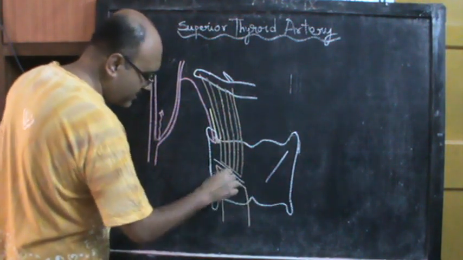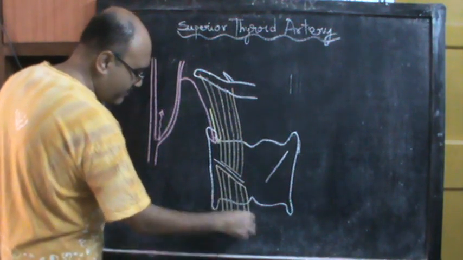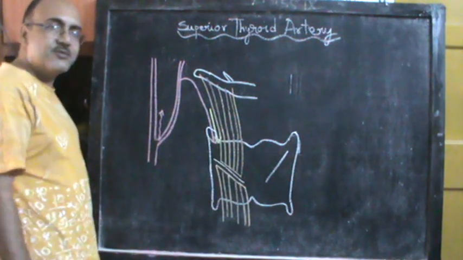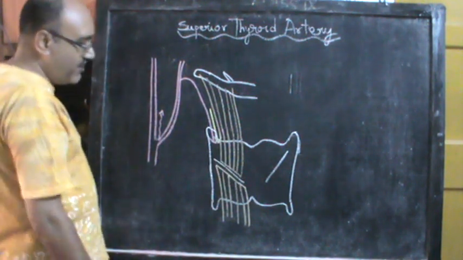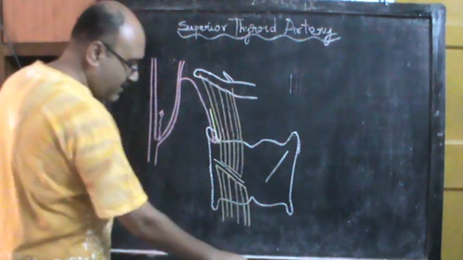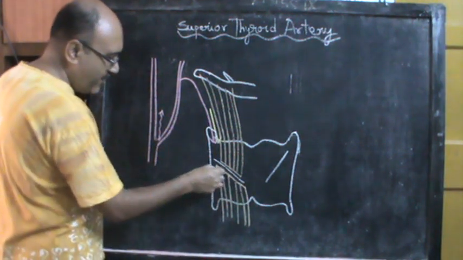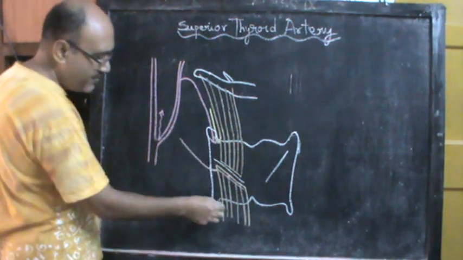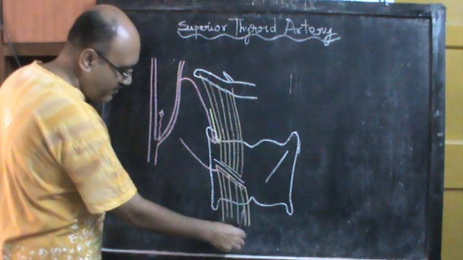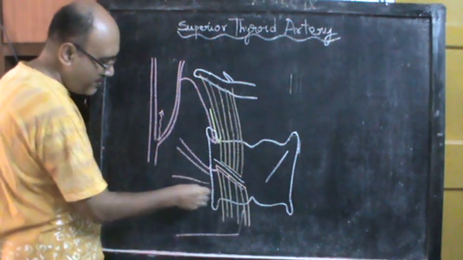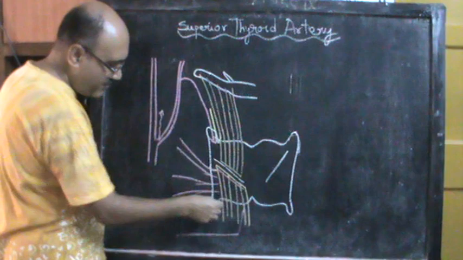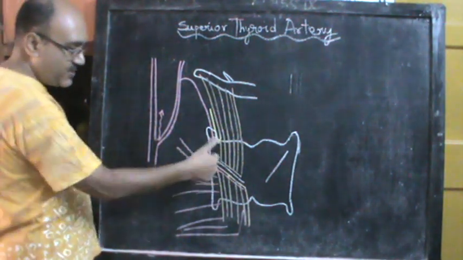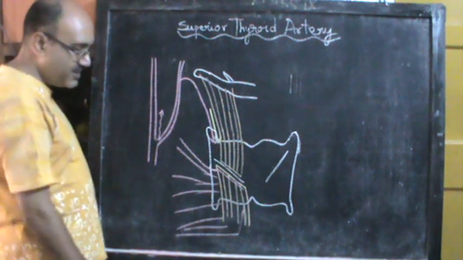So this muscle is the sternothyroid. So now you have the sternothyroid as well as the thyrohyoid and the oblique line of the thyroid cartilage. Not only that, from below this structure you have the inferior constrictor coming up. So this muscle is the inferior constrictor. That is also attached to the oblique line of the thyroid cartilage.